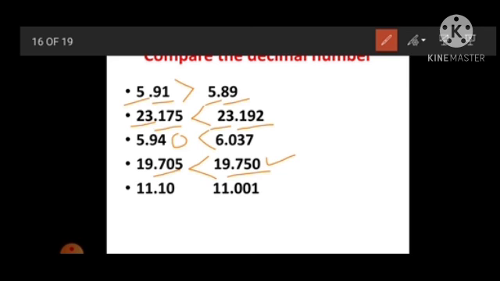Now 11.10, here 11.001. Now these numbers are unlike, so we convert them into like decimals. We add 0 here. Now 11.100, 11.001, like decimals. Now we check whole numbers. 11, 11, same whole numbers. Now we will check decimal parts. 100, 001. Which is bigger? 100. 11.100 is greater than 11.001.